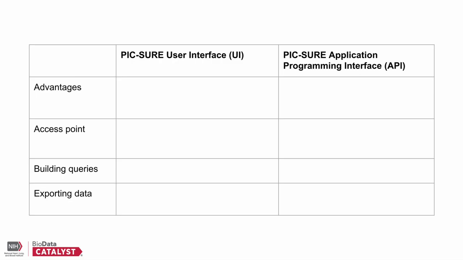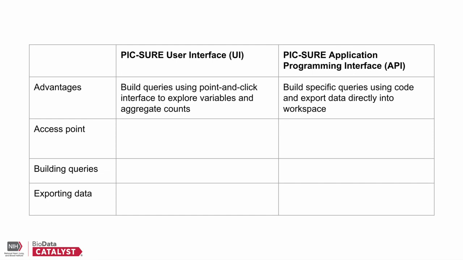There are two main components to PIC-SURE, the user interface, or UI, and the application programming interface, or API. These components have the same functionality but are accessed and used a bit differently. The UI allows users to conduct searches, explore variables, and build queries using a point-and-click interface. On the other hand, the API allows users to build queries using code and export data directly into an analysis workspace.